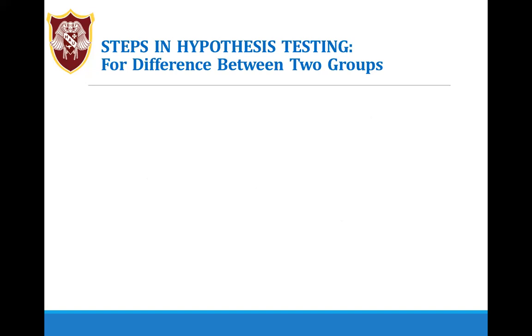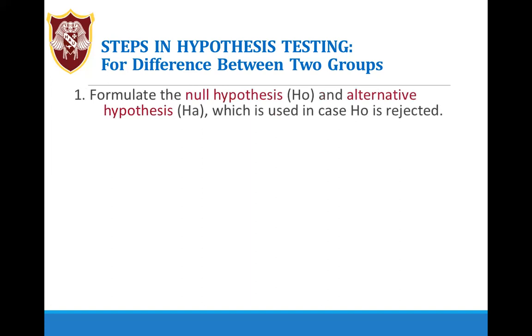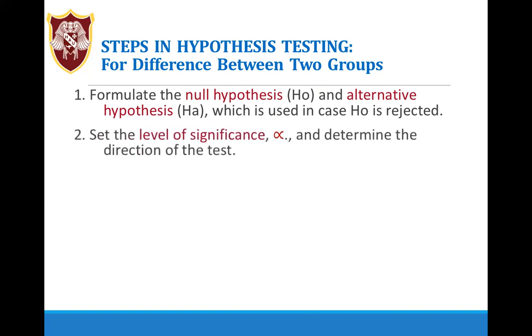So these are the suggested steps in hypothesis testing. This is for determining if a significant difference exists between two groups. First, we formulate the null hypothesis, or H sub O, and the alternative hypothesis, H sub A, which is used in case the null hypothesis is rejected. Second step is to set the level of significance, that is, the value of alpha, and determine the direction of the test.